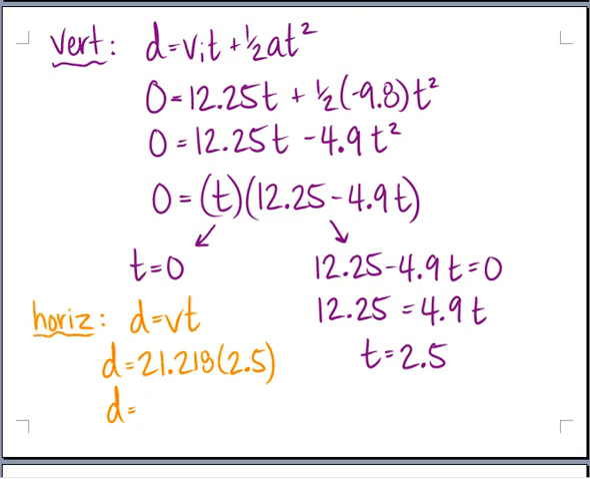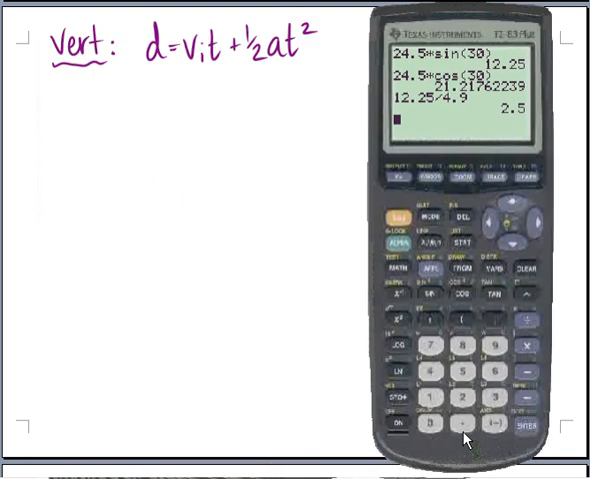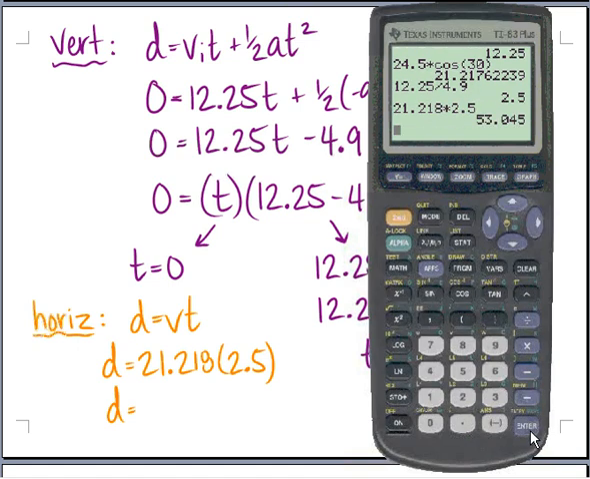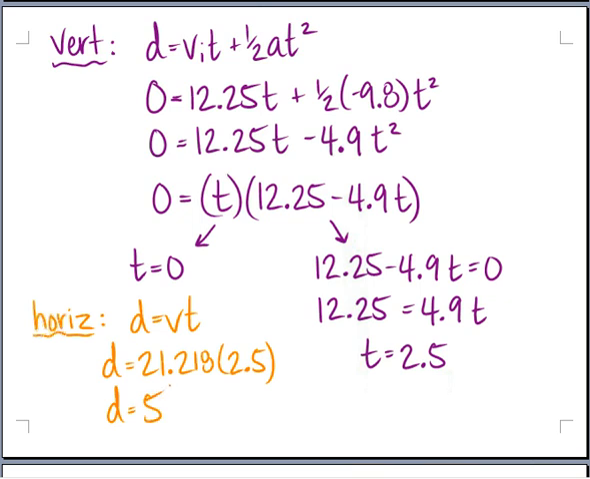The range of this ball is 21.218 times 2.5. Looks like 53.0 meters. Quite a good boot, a good kick. There we go. Final answer.